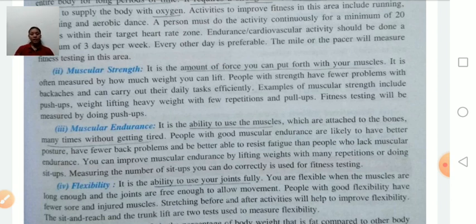Muscular endurance means the ability to use the muscle for long durations without getting tired, without getting fatigued. It is how long you can use your muscle. People with good muscular endurance are likely to have better posture, have fewer back problems, and be better able to resist fatigue than people who lack muscular endurance.